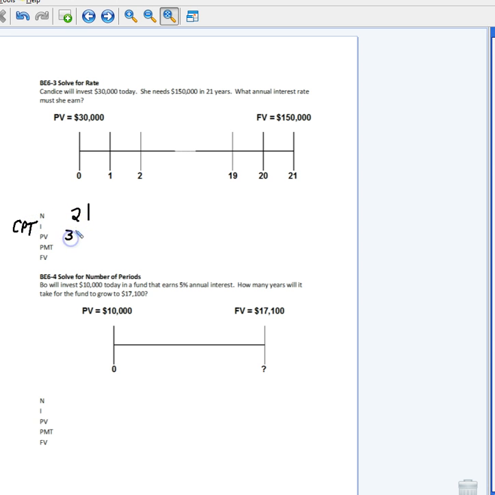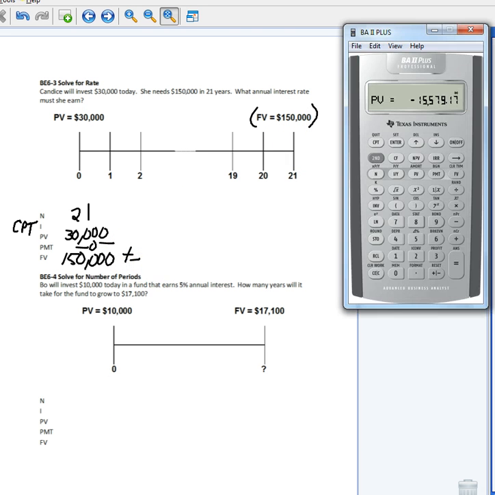So present value is $30,000. There are no payments. Future value is $150,000. Now if you put in a calculator like this, it's going to show an error. Remember, either the present value or the future value, they have to go in opposite directions. So one of them needs to be a negative. So I'm going to put the future value in as a negative. So let's look at how we'll do all of that.